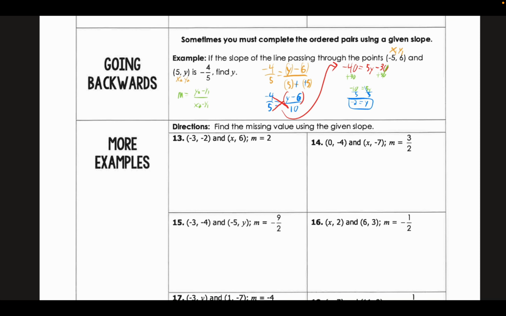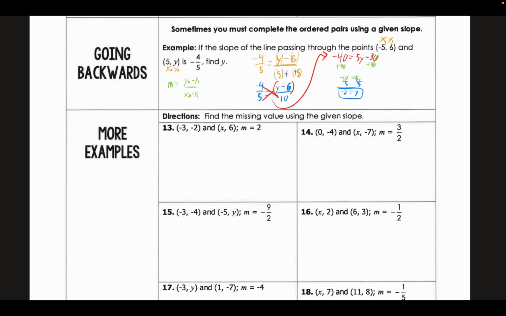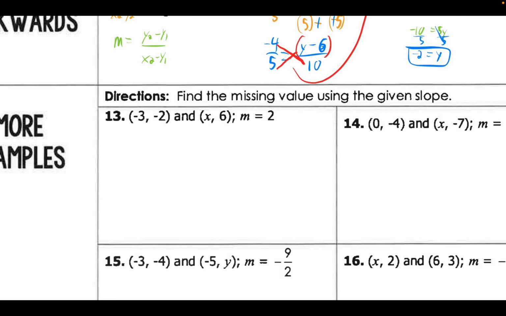So let's practice some examples of these. Whoop whoop, we gotta do these 8 examples and then we are done with today's notes. So find the missing value using the given slope.